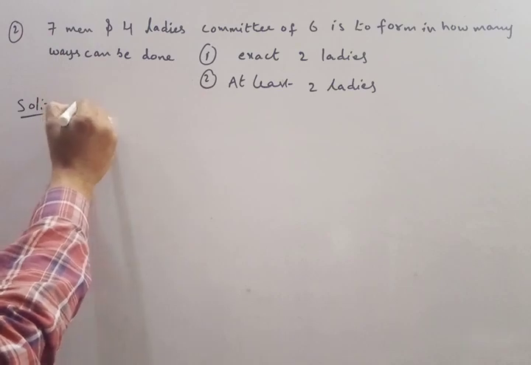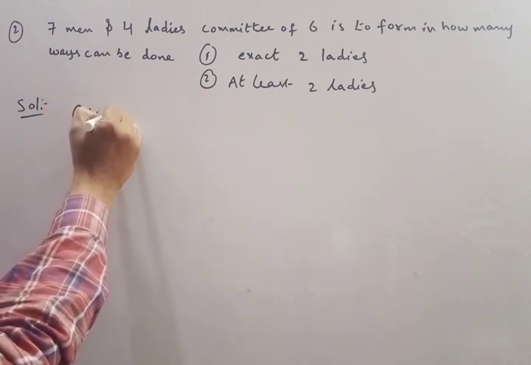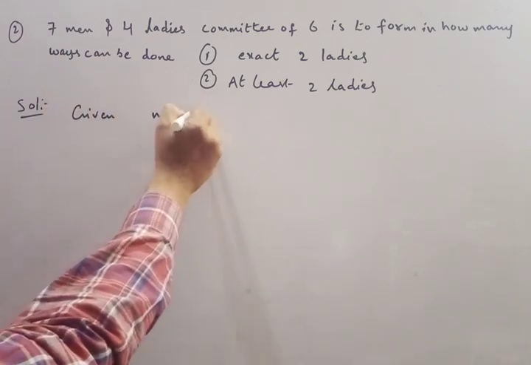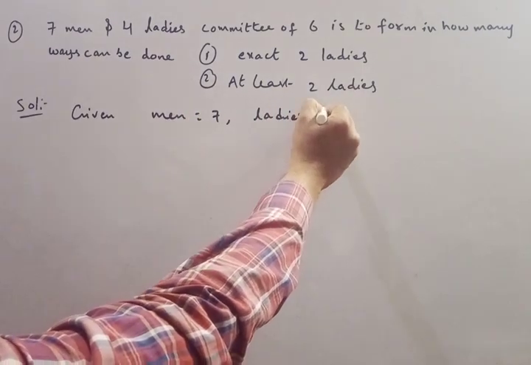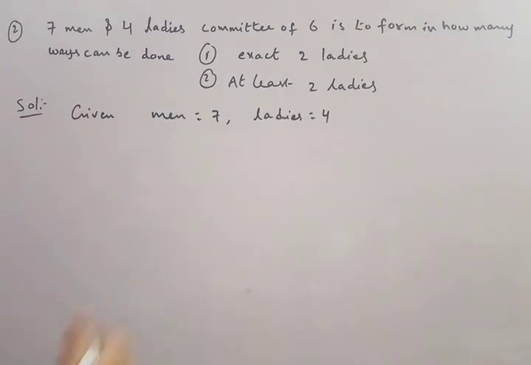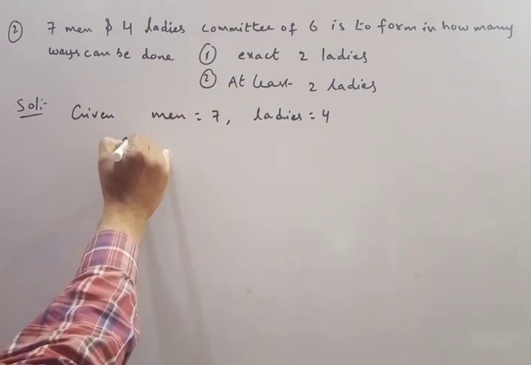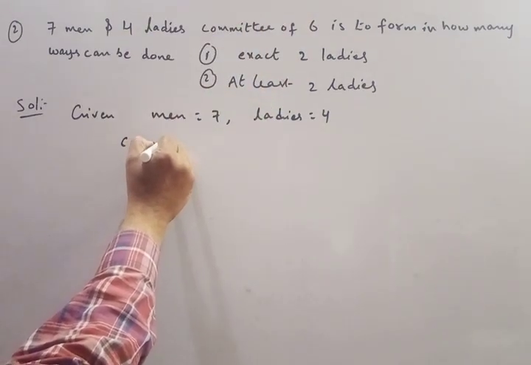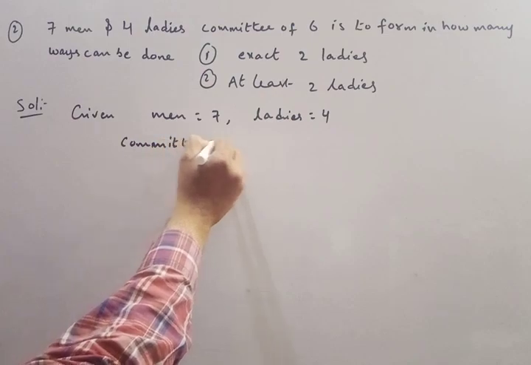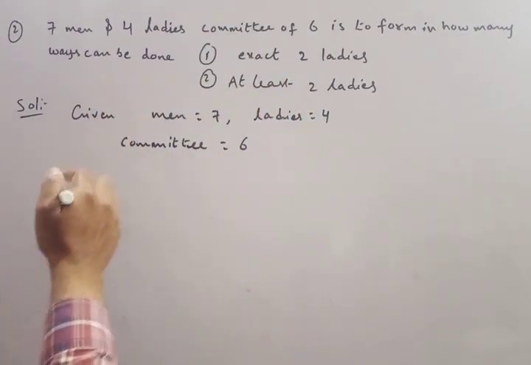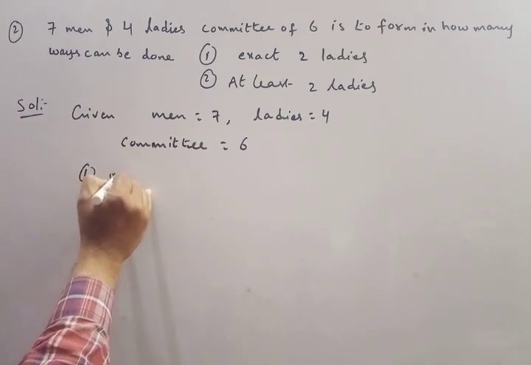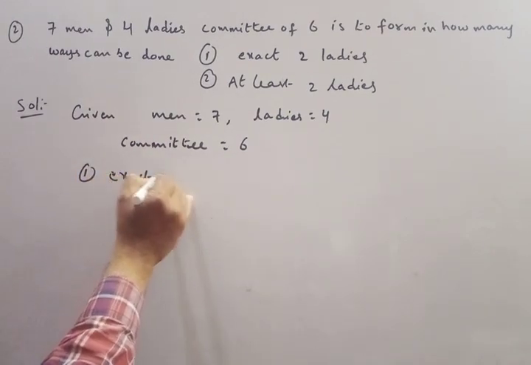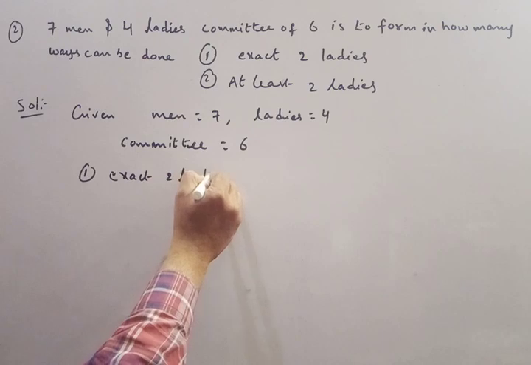First of all, given how many men and how many ladies? Men are 7 and ladies 4. So the committee consists of how many members? 6 members, correct? So therefore the first bit is what? Exactly 2 ladies in the committee.